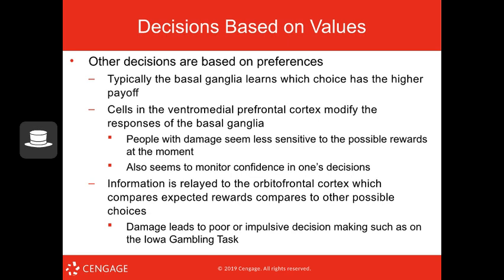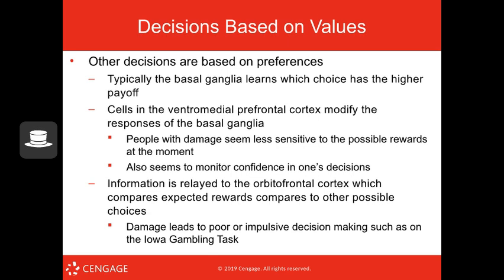So when you see damage to the ventral medial prefrontal cortex, people are less sensitive to potential rewards. So if I was like, hey, if you answer this question, I'll give you $50, normally your ventral medial prefrontal cortex is like, yeah, a reward, right? But if there were damage there, you'd be like, oh, reward. I don't know. It also helps with confidence in one's decisions. So how decisive you are and how good you feel about the decision that you've made.